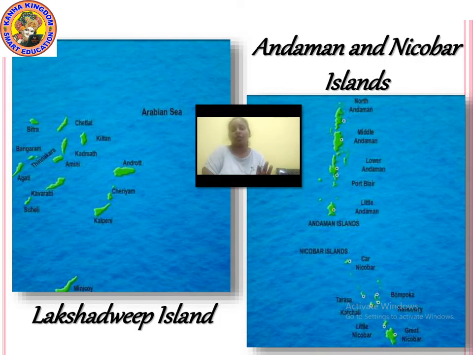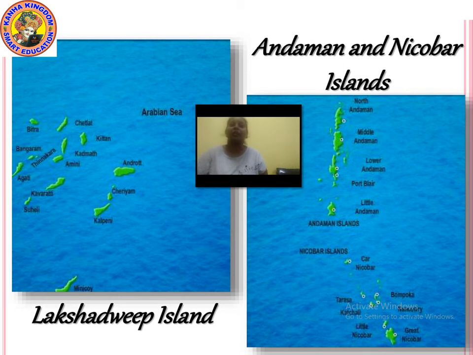Now here I am showing you the images of Lakshadweep Island and the Andaman and Nicobar Islands. Lakshadweep Island: are you able to see in this image? There's the Arabian Sea, and there are several small islands present over here. The Bidra, the Bangram, the Tinkara, Gati, Kavrati, Suheli, Amni, Khatman, Khitan, Chelar, Adron, Chiriam, Kalpej, Minikoi. These all make up the Lakshadweep Island.